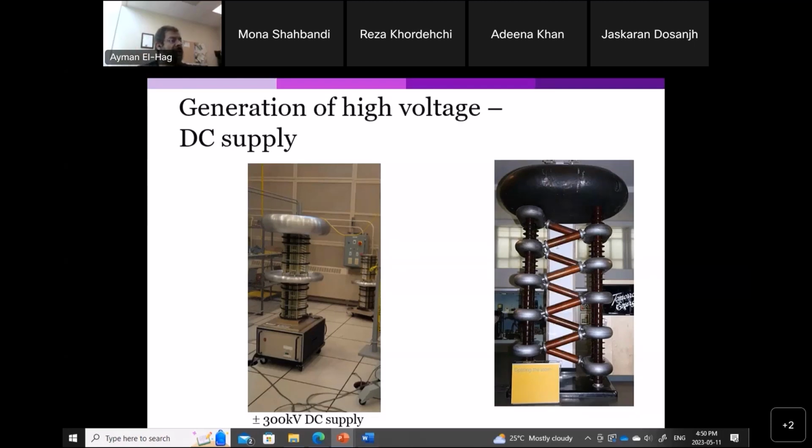Now, when we generate those high voltages, I need to measure them. Okay, how do I know that the voltage is 250 kilovolt? I have to measure the voltage.